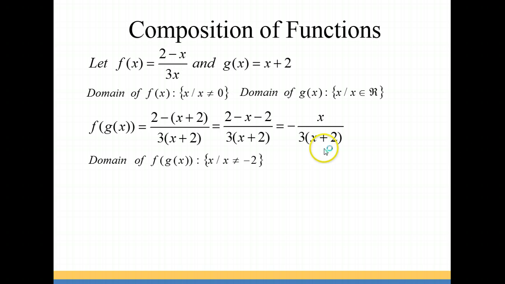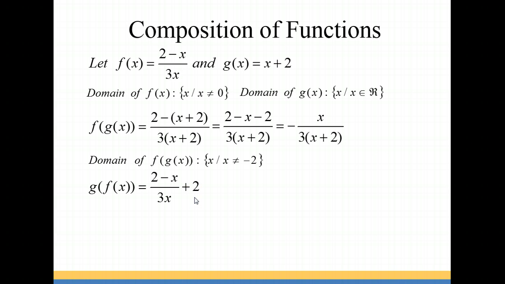The domain of this function excludes negative 2. Again, we don't want to divide by 0. Okay, let's do our composition in the other direction. We're going to take the f function and put it in for x in the g function. So we have 2 minus x over 3x plus 2.